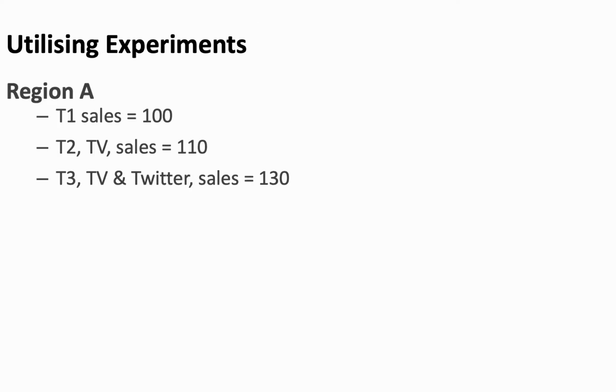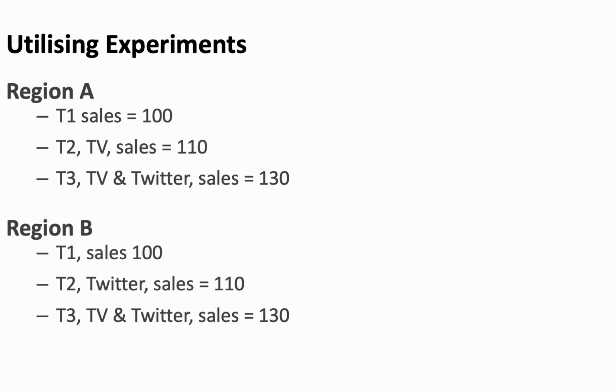Here is another nice example from one of the companies I was working with a few years ago. And in the first region, let's say in January, they indexed the sales at 100. And in the second period of time, let's call it February, they added some TV advertising and it took the sales to 110 on the same index basis. And in March, time period 3, they added Twitter and the sales jumped to 130. So the very simple understanding of this would be, adding Twitter is twice as good as just TV on its own.